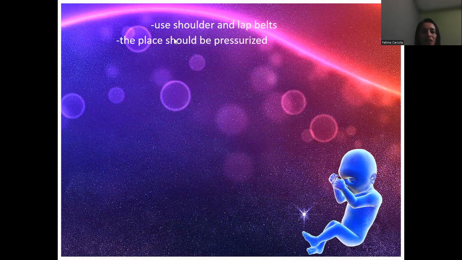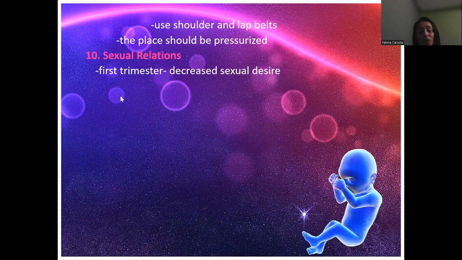And you have to use shoulder and lap belts for your protection, and of course the plane should be pressurized. For sexual relations, first trimester you don't want sex because you have fears of losing the baby. And because the semen contains prostaglandin, and prostaglandin could contract the uterus, and that could possibly cause abortion.